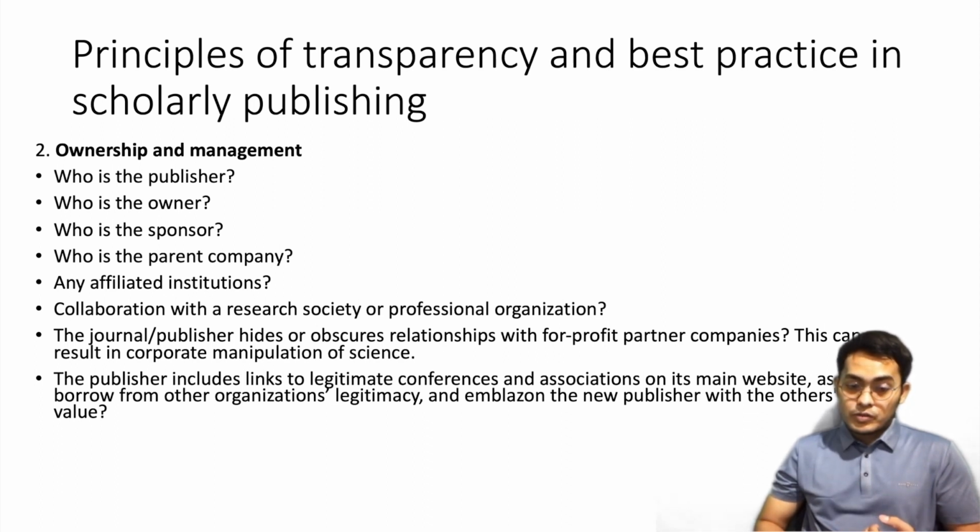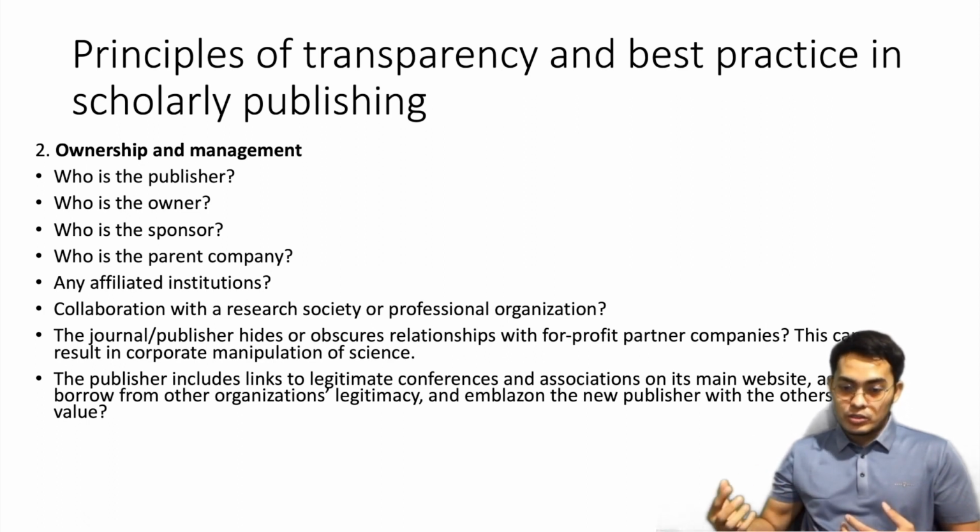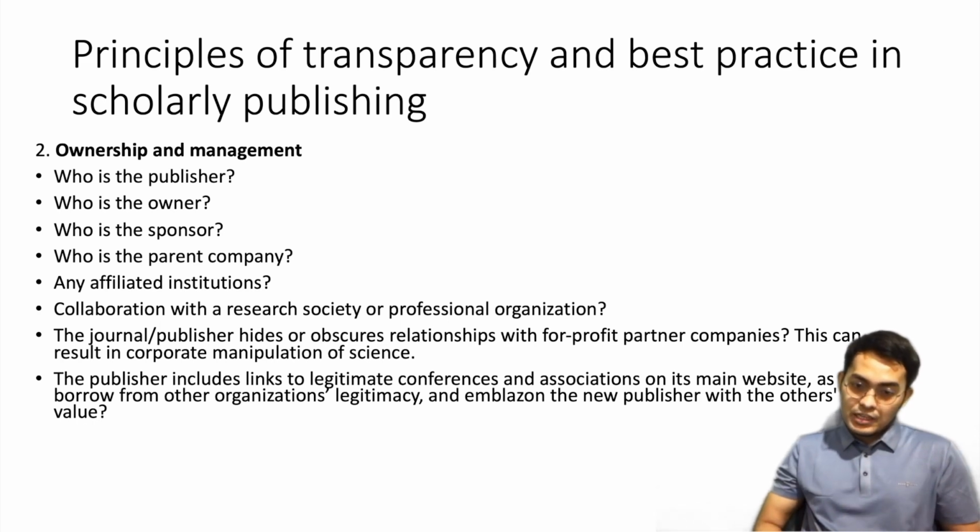Because sometimes predatory journals hide or obscure relationships with for-profit partner companies. This can result in corporate manipulation of science. Even some predatory publishers include links to legitimate conferences and associations on their website, as if to borrow from other organizations' legitimacy and emblazon the new publisher with the others' legacy value. So they try to claim that they are associated with a very good association or good conference, but actually they are not. They claim falsely. So be careful with this kind of journal publisher.